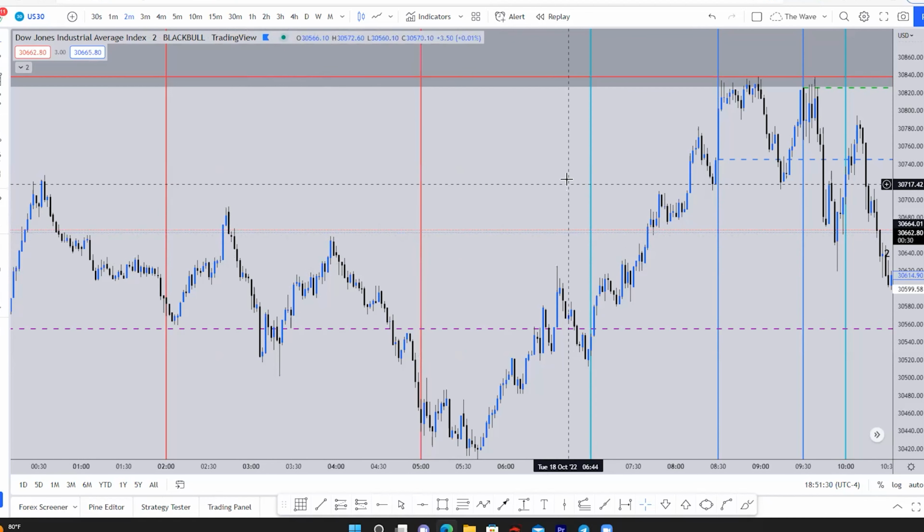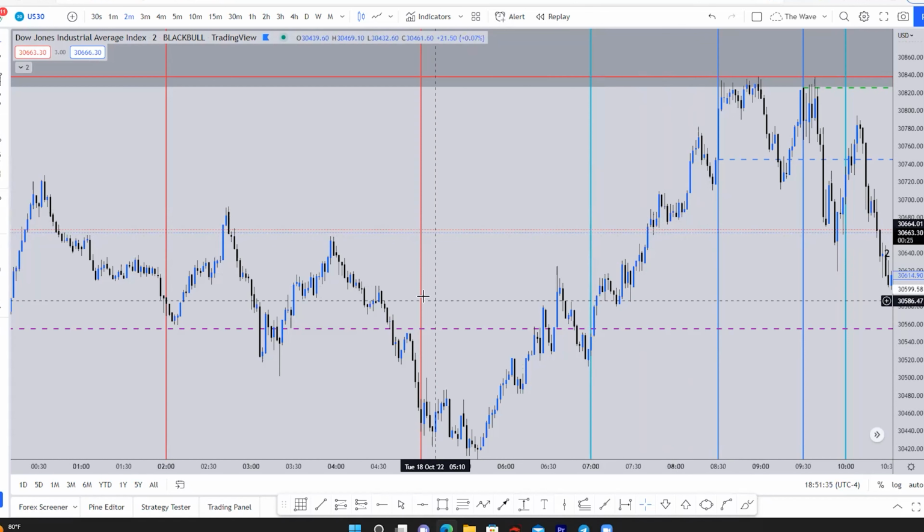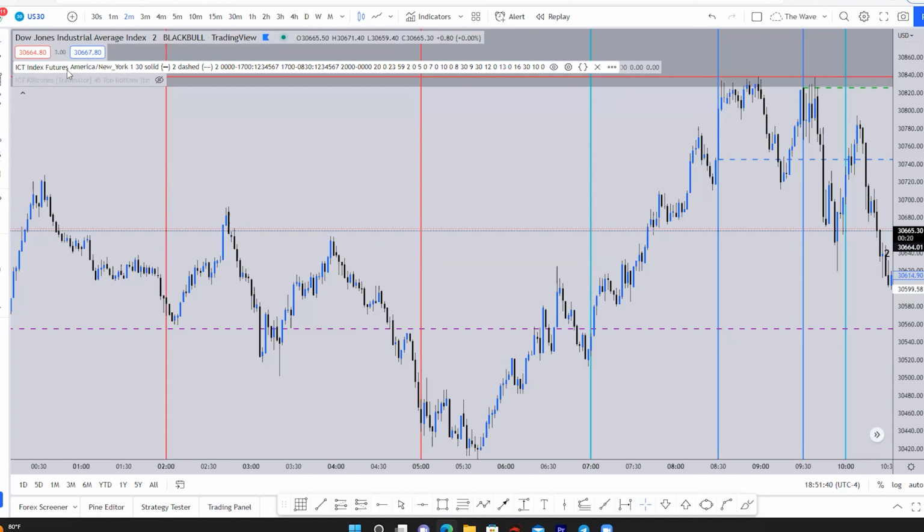If we look here on the 2-minute chart, I have my vertical lines delineated with this indicator called ICT Index Features. It's a really good indicator that marks up all of your midnight opens, your session times, and then your kill zones. So you see here, we have 7 a.m., the start of the New York session, 8:30 a.m. New York open, the commodities open at 9:30, and then your sniper kill zone about 10 a.m.